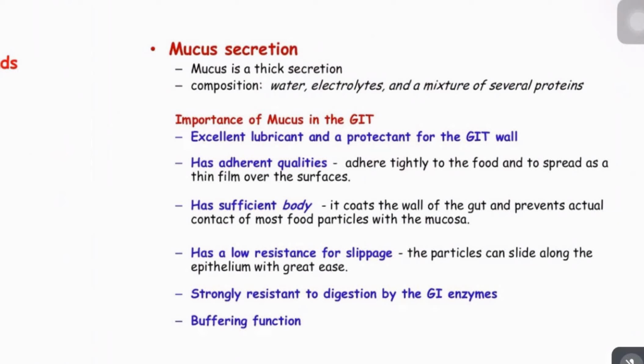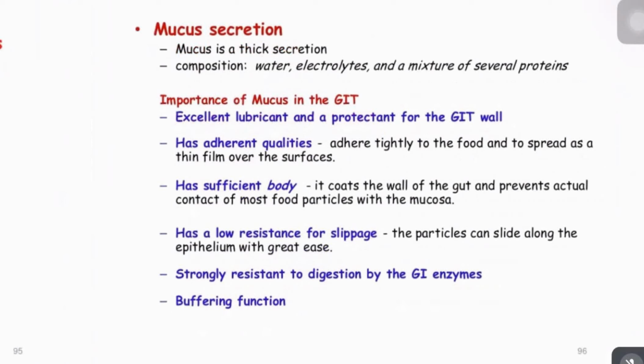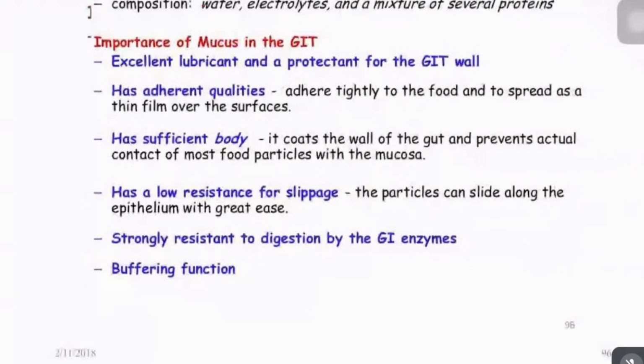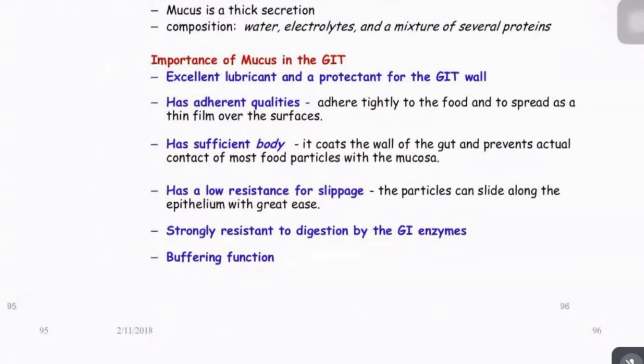Your mucus has adherent qualities, in which it adheres tightly to food and spreads as a thin film over the surface. It has sufficient body that it coats the wall of the gut and prevents actual contact of most food particles with your mucosa, and it has a low resistance for slippage. The particles can slide along the epithelium with great ease. It also has strong resistance to digestion by GI enzymes and a buffering function. Those are the functions.